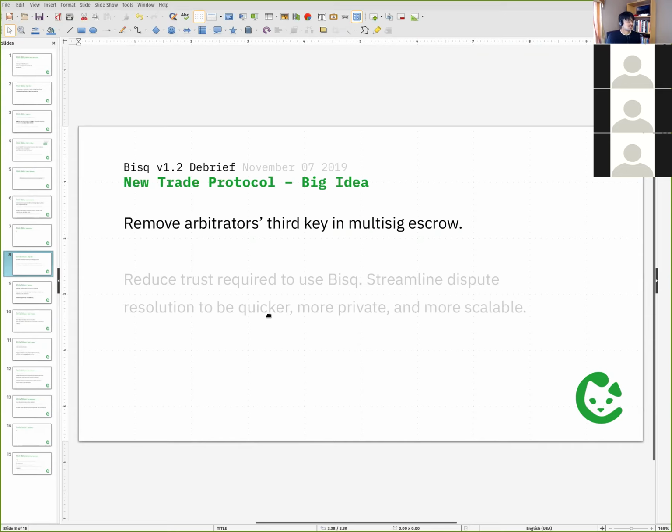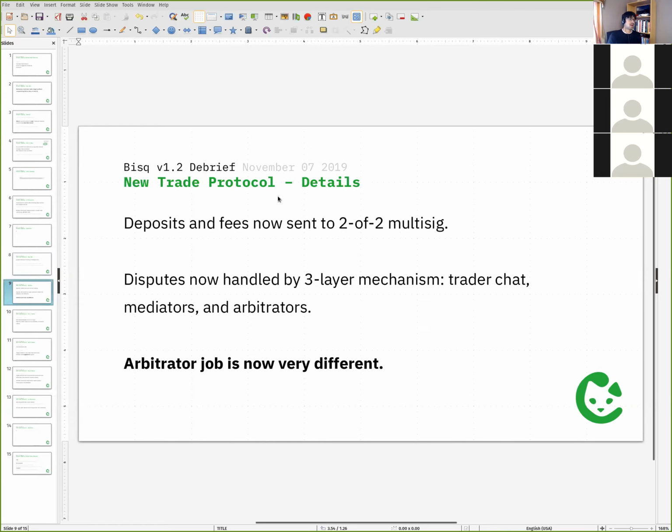In theory, this means there could have been, I don't think there was, but there could have been collusion with the other trader, and there was an element of trust there that really wasn't that great. And for the network itself, there was liability, which was a gray area as to what that actually meant, but removing that was important. And the new trade protocol does that by making the multisig 2 of 2, so the arbitrators no longer have a key.